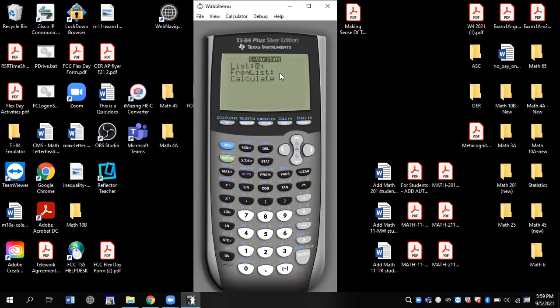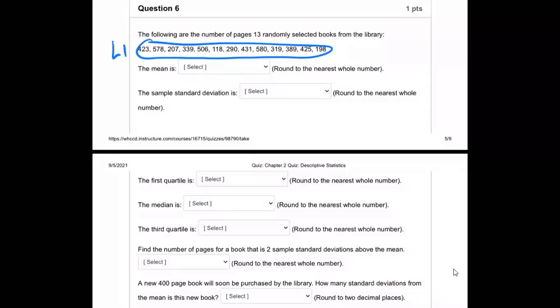enter, list L1, frequency list blank, perfect, calculate. And there's all the answers we need. So let me flash back, and I'll write out what I just did. Again, I put those in L1 and then I hit second and the mode quit key, and then I hit stat and then went over to calc and hit enter. And there's all the values.